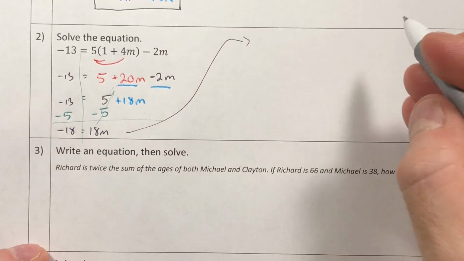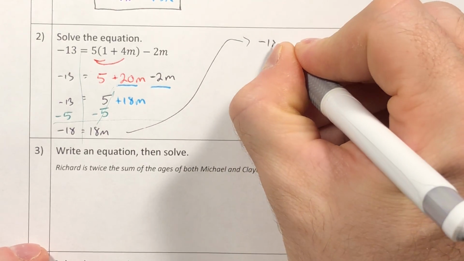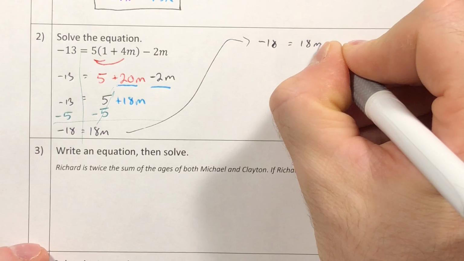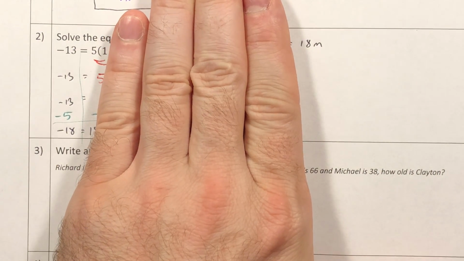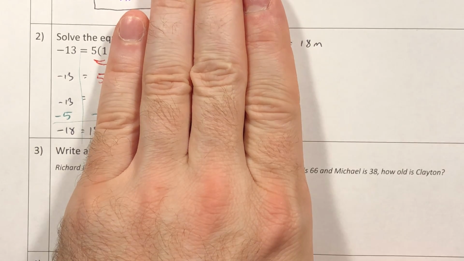Let's rewrite that up here to get some more room. So we have negative 18 equals 18m. Again, I'm only going to be looking at the right-hand side. What do I need to get rid of to isolate this m?